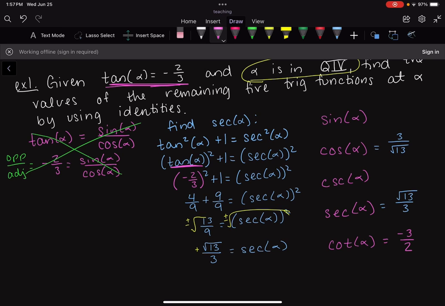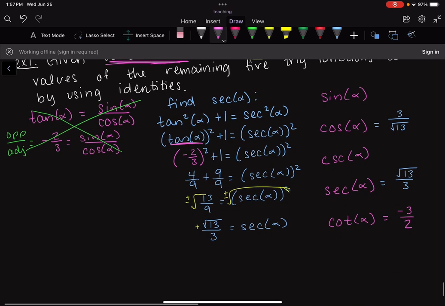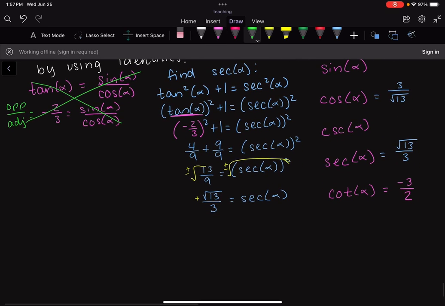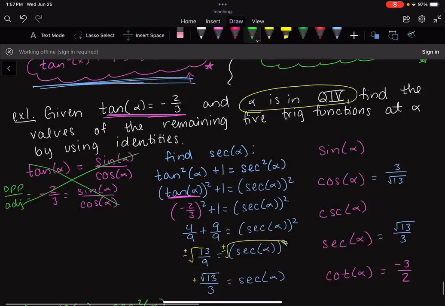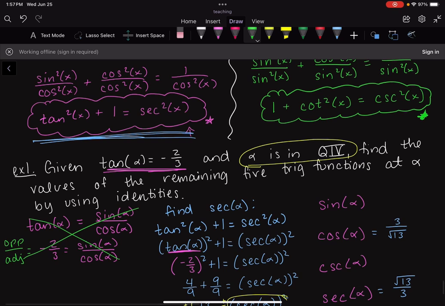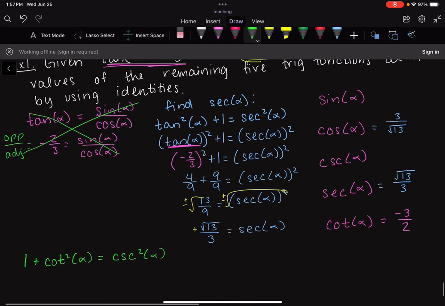So now I have cotangent, I have secant, and I have cosine. At this point, I have two options. I can either use 1 plus cotangent squared alpha equals cosecant squared alpha. I can use that identity, which is one of the fundamentals, it's this one right here, or if you want to, you could use sine squared plus cosine squared equals 1. So you could use either one at this point.